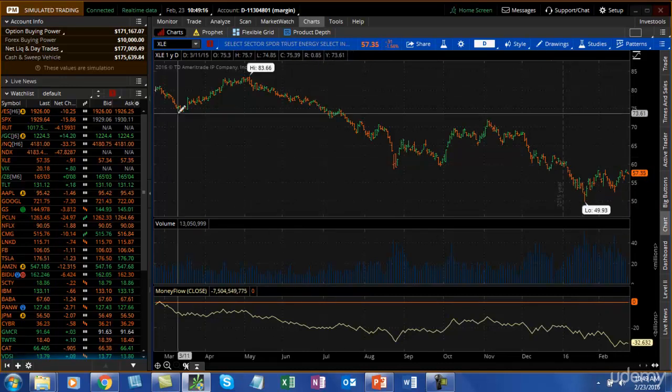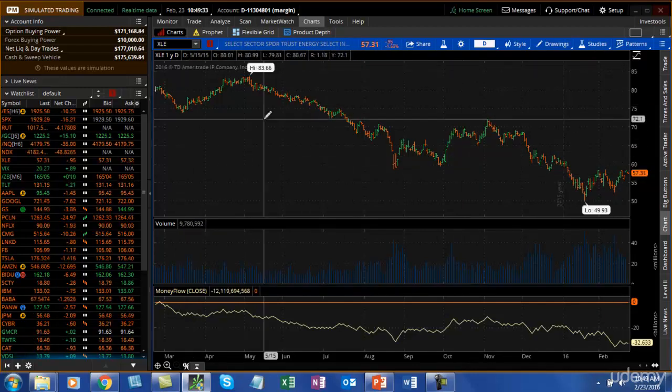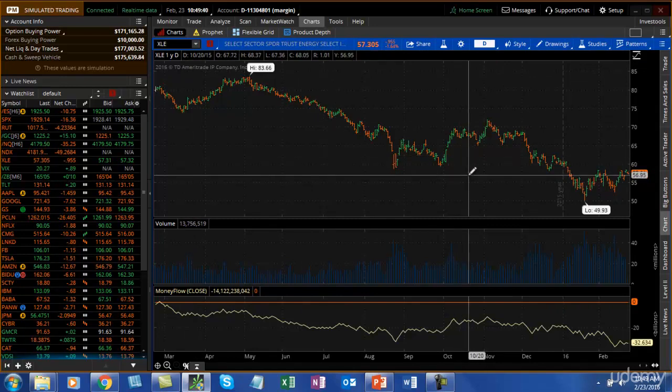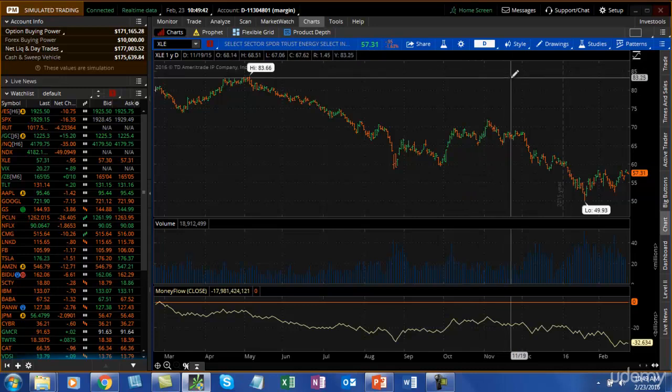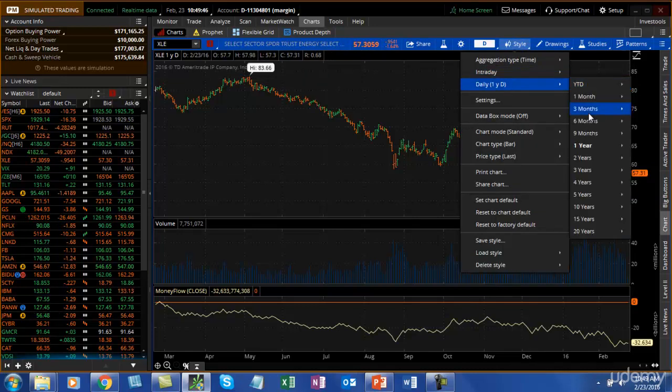So when you're looking at a longer term investment, then you're probably looking at a chart of at least 1 year. If you're a position trader and you want to hold a position for anywhere between, let's say, 1 to 2 months or 1 to 3 months, then you would go to the 6-month chart.